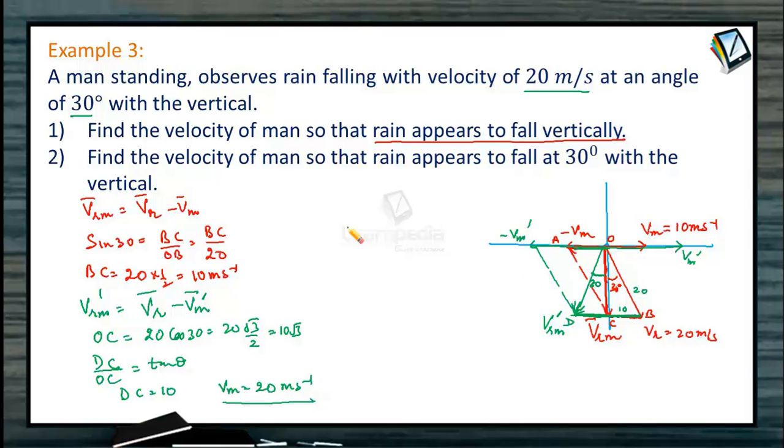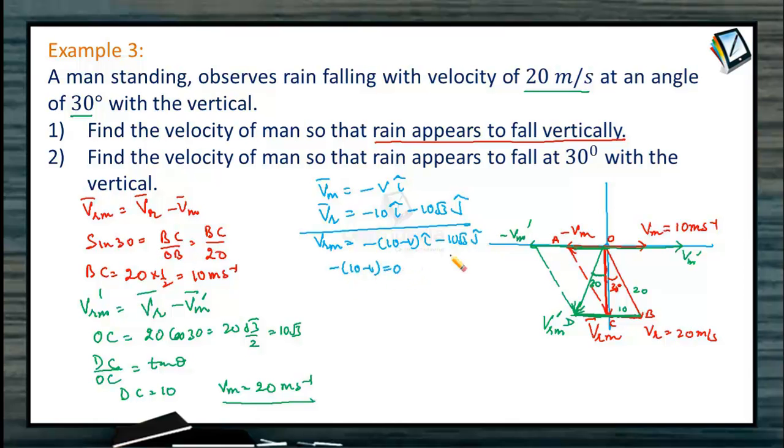Similarly, if we put it in vector notation also, we can get this value. In vector form, suppose I write velocity of man is equal to V i cap. Velocity of rain is given to us, so we have two components in it. Now what you got: 10 i cap minus 10 root 3 j cap. So what is the velocity of rain with respect to man? It is (10 minus V) i cap minus 10 root 3 j cap. So 10 minus V will be equal to 0 because the rain is falling vertically down. So V is equal to 10 meter per second. This is the first case.